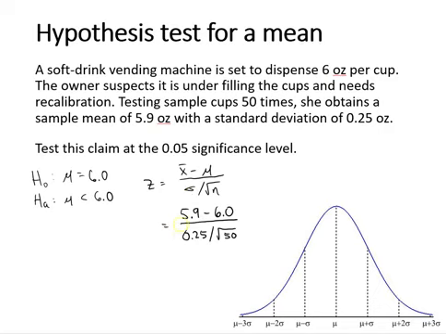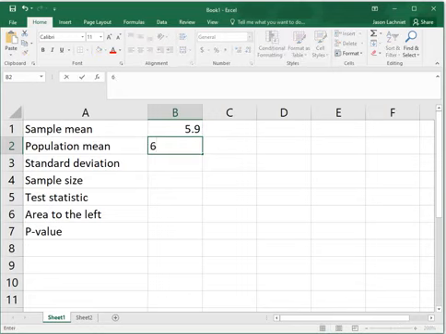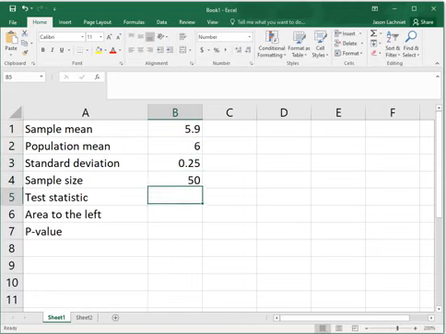Now, I could use any calculator to evaluate that test statistic and get that z-score, but I'm just going to go ahead and use Excel as my calculator to both do the computation for the test statistic and then also to generate the corresponding area under the curve. So I'm going to fill in the sample mean, which was 5.9, our population mean, which is assumed to be 6. That's the null hypothesis. We're assuming that the true mean amount dispensed is actually 6. Our standard deviation, 0.25. Our sample size, 50.